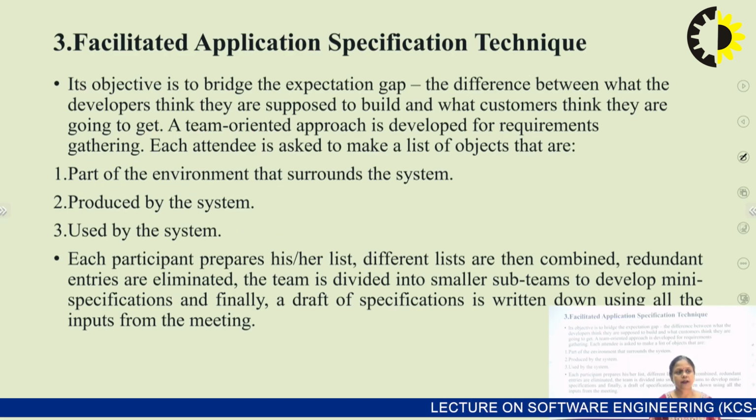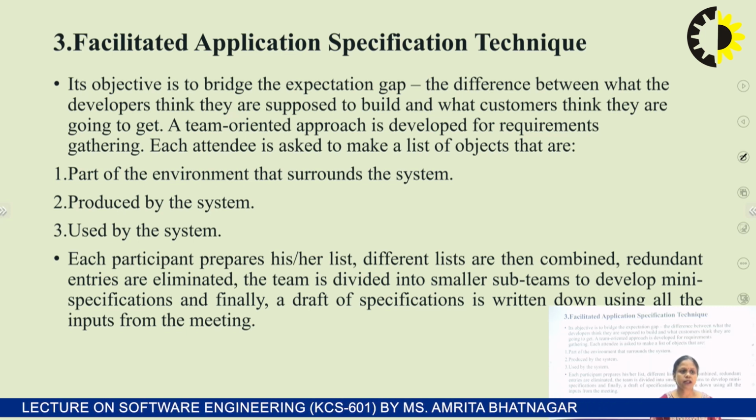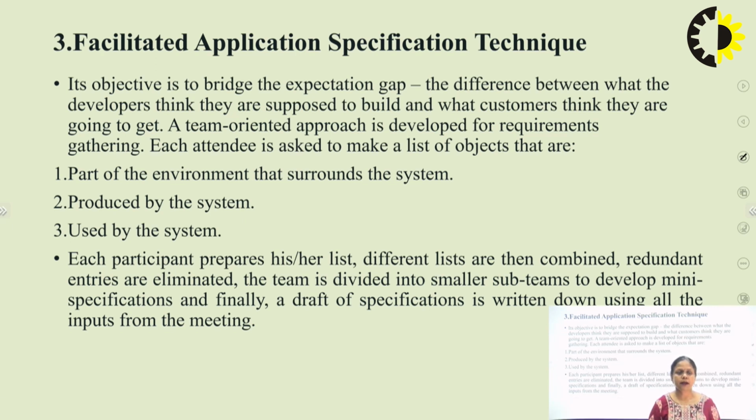Now, next is the facilitated application specification technique. Its objective is to bridge the expectation gap, the difference between what the developers think they are supposed to build and what the customer thinks they are going to get. A team-oriented approach is developed for requirements gathering, and each attendee is asked to make a list of objects. So again, this is a process by which we can find out the requirements of the customer.